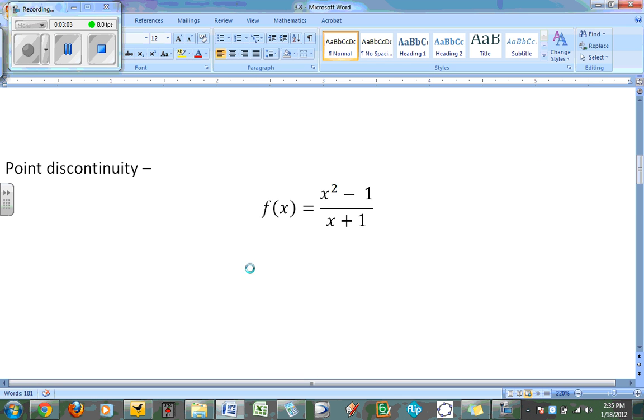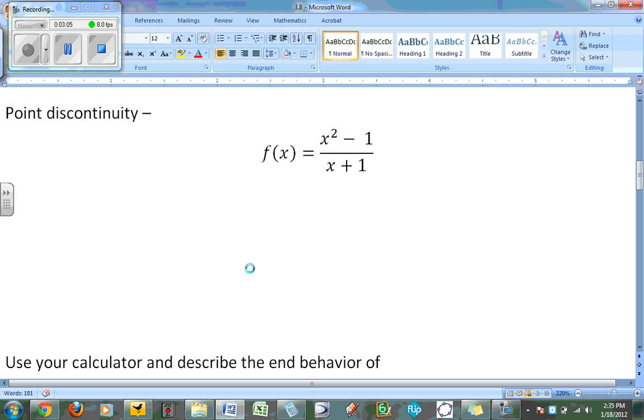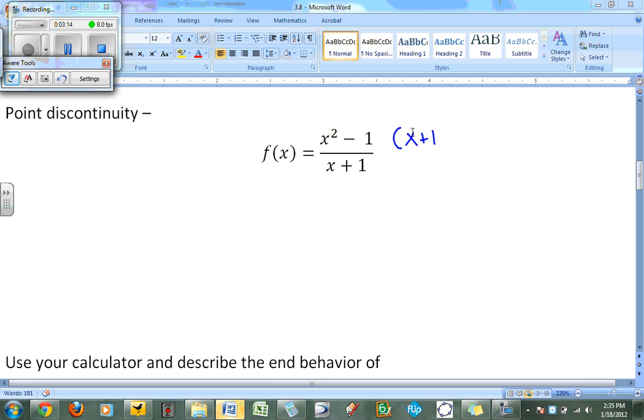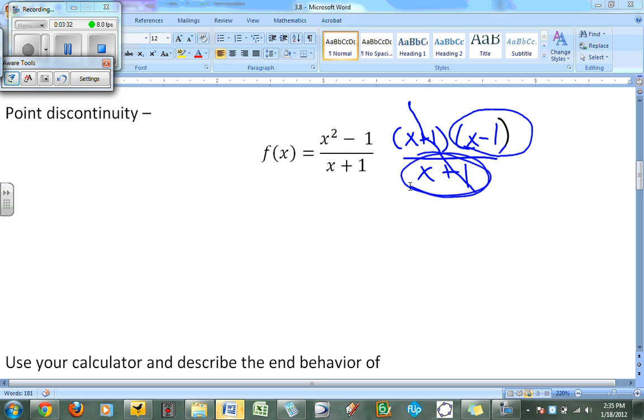Point discontinuity, we've talked about this already. We've talked about holes before. We know that this is a difference of perfect squares, so we could write this as x plus 1 and x minus 1, right? And then on the bottom, it also has an x plus 1, and this cancels out right here. And in fact, if we graph this thing, it would look like the equation x minus 1, but it would have what we call a hole at -1. Well, because -1 makes the original function undefined.